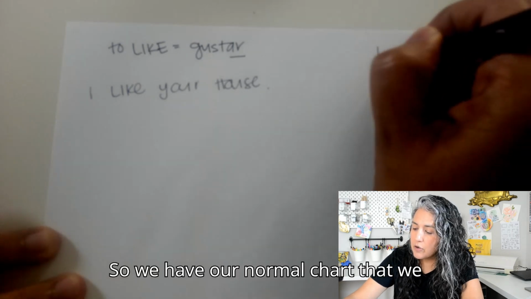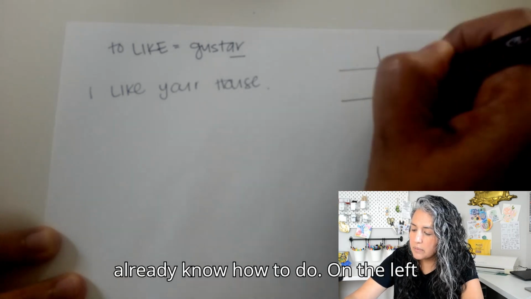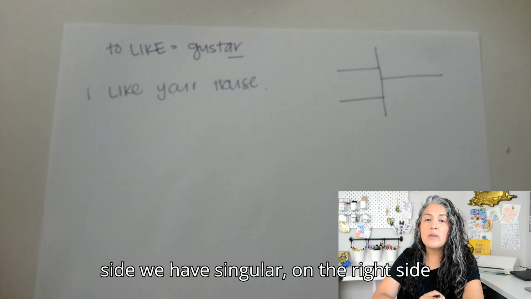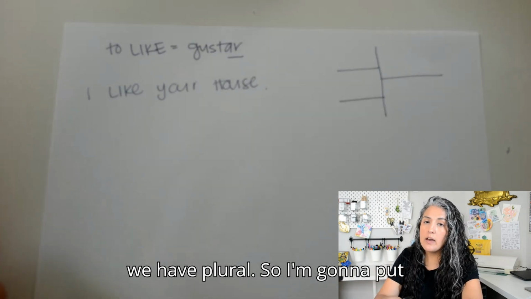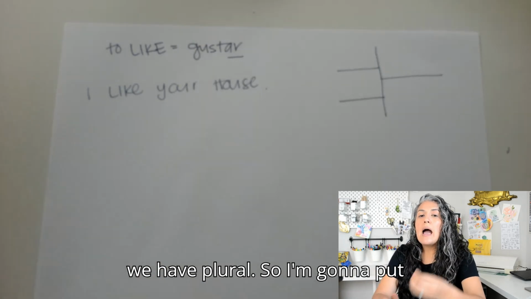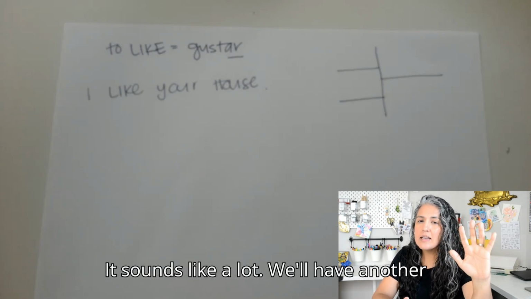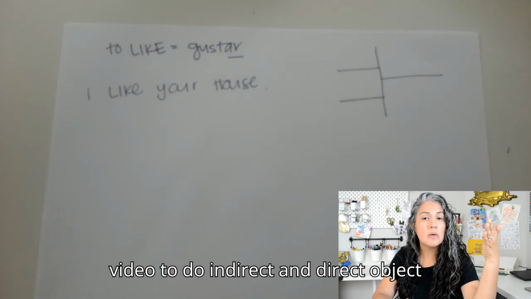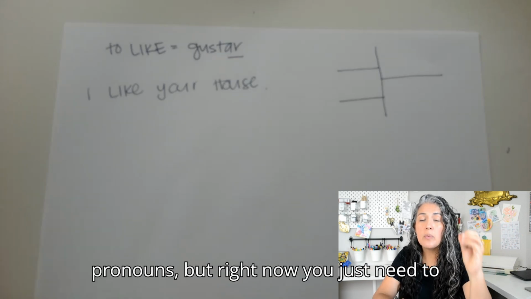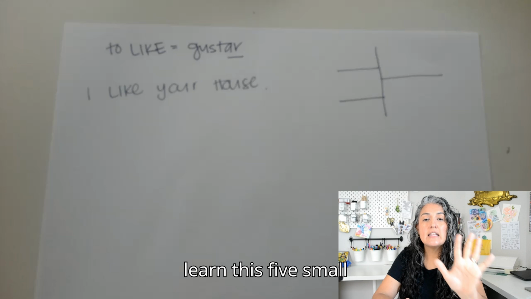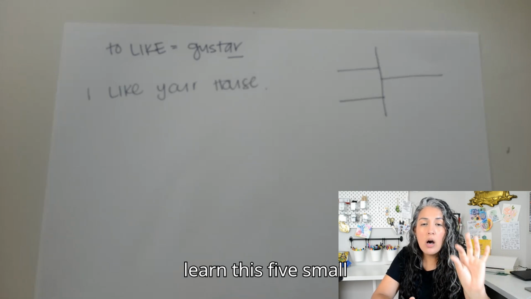So we have our normal chart that we already know how to do. On the left side, we have singular. On the right side, we have plural. So I'm going to put the indirect object pronoun. It sounds like a lot. We'll have another video to do indirect and direct object pronouns. But right now, you just need to learn these 5 small words.